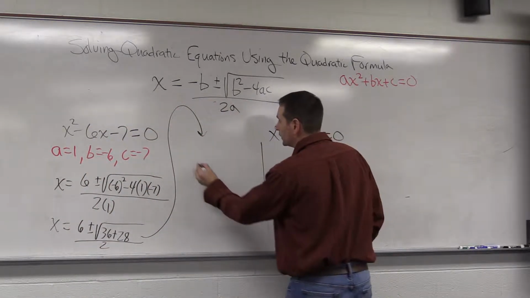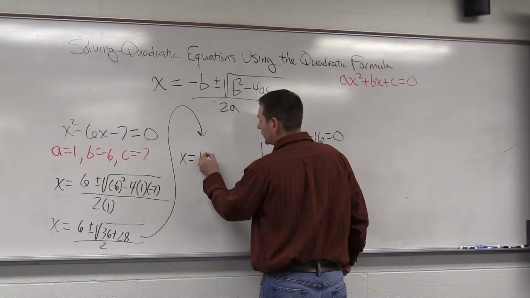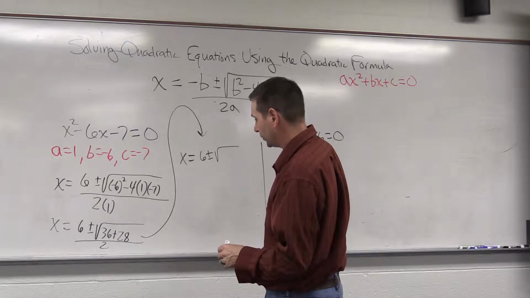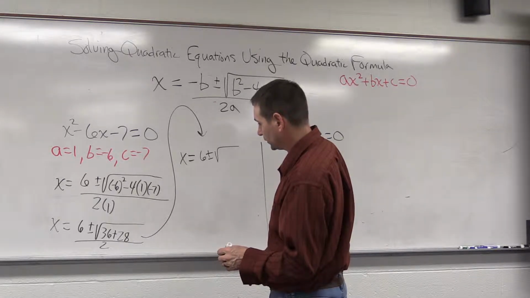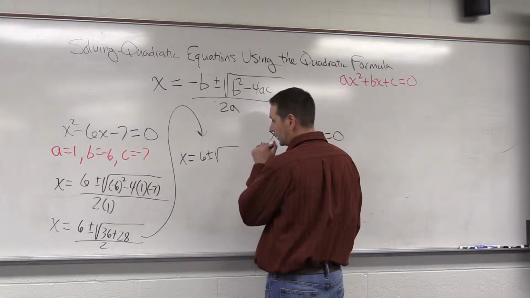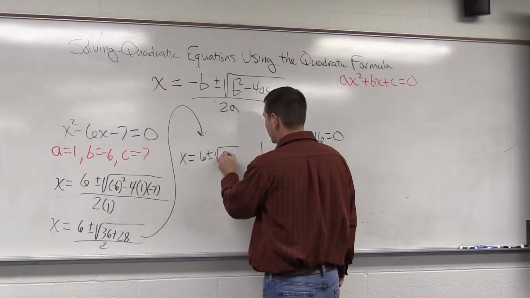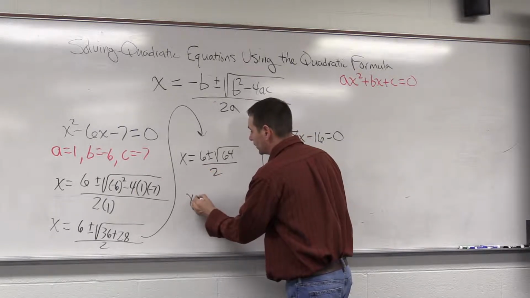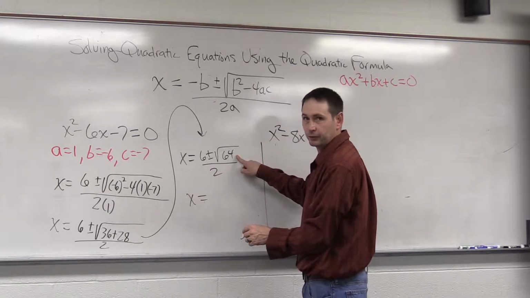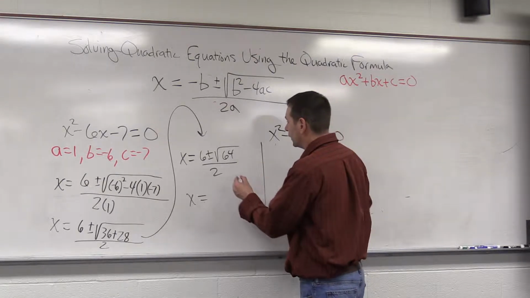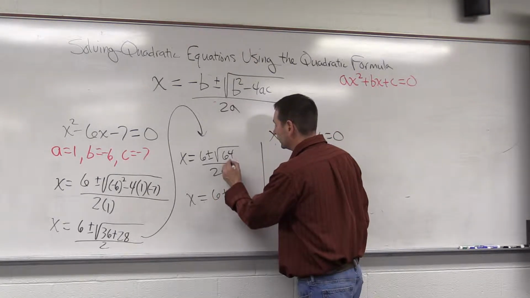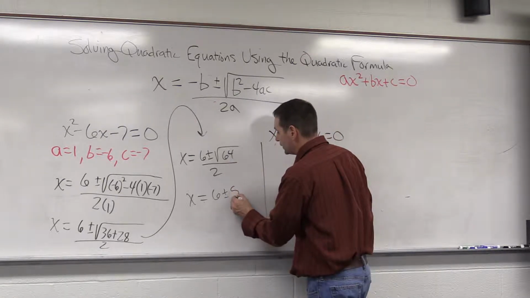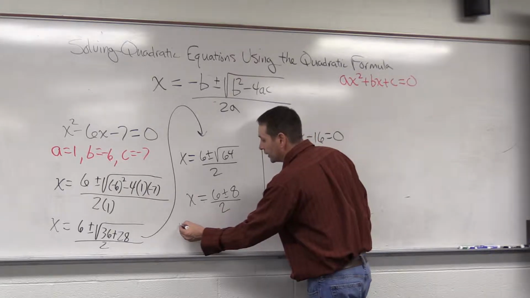And we'll have x equal to 6 plus or minus the square root of, let's see, 64, yeah, 64, all over 2. So x is going to equal, this is a perfect square, so that tells me it would have factored. This is going to be 6 plus or minus the square root of 64, which is 8, all over 2, so you have two answers.